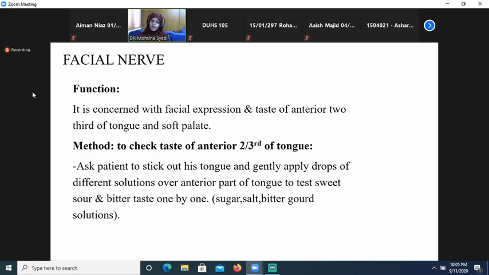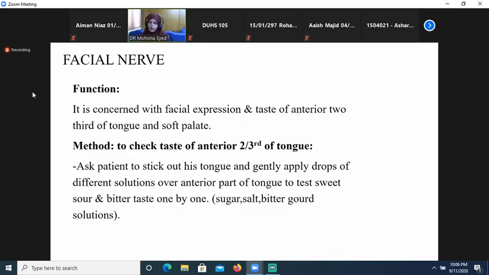Ask the patient to stick out the tongue and gently apply a few drops of different solutions over the anterior part of the tongue to test for the sweet, sour, and bitter taste one by one. We usually give sugar solutions, salt solutions, bitter solutions, and check the taste.